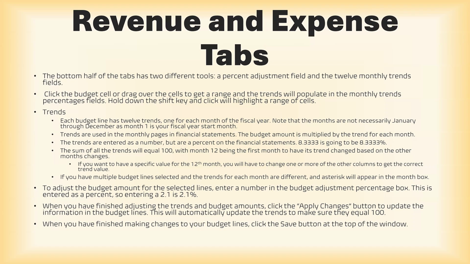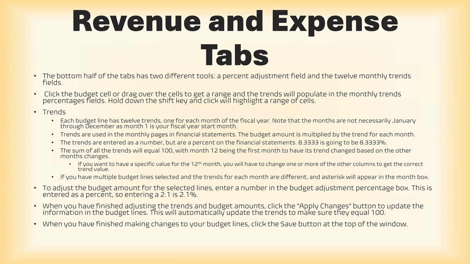The trends are used in the monthly pages. The budget amounts are multiplied by the trend for each month. So if you have a budget of like $1,000 for one particular account number, that'll be multiplied by the trend percent, and on that month, it'll show whatever percent of that budget is budgeted for that month. Unlike fringe, these are entered as a number but are a percent. So 8.33333 is going to be 8.3333%. So unlike fringe rate, this is entered as a percent.